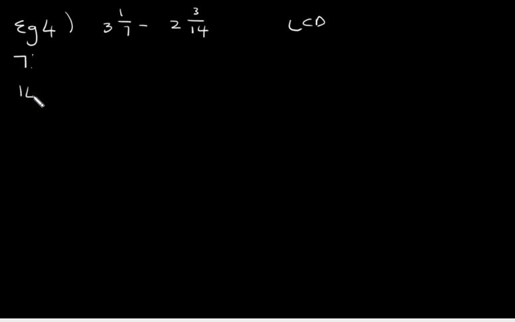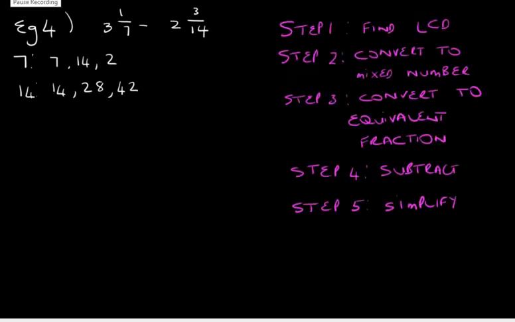That's fairly easy, isn't it? The LCD of 7 and 14 will be 14. Why would that be? Because both 7 and 14 divide into 14. So what do we need to do? We need to convert 3 and 1 over 7 and 2 and 3 over 14 to an improper fraction.